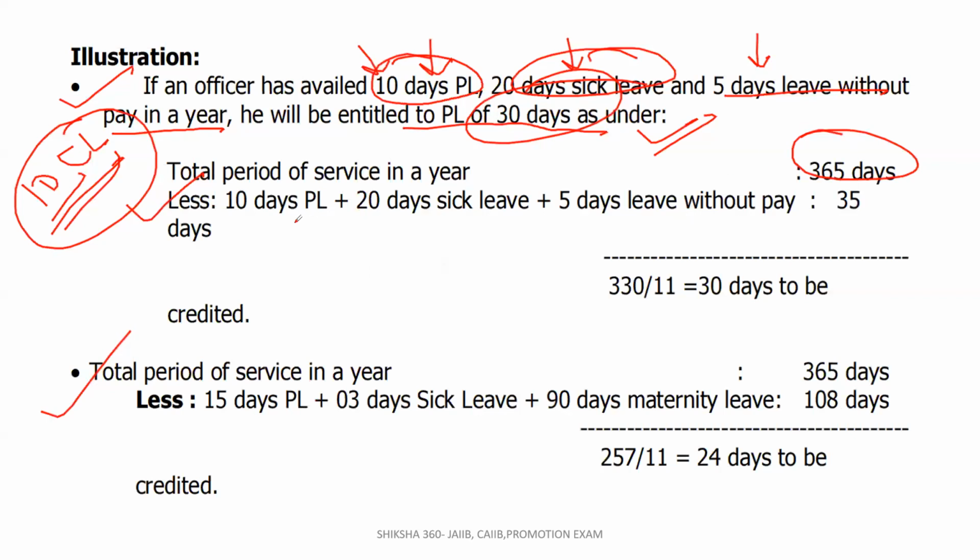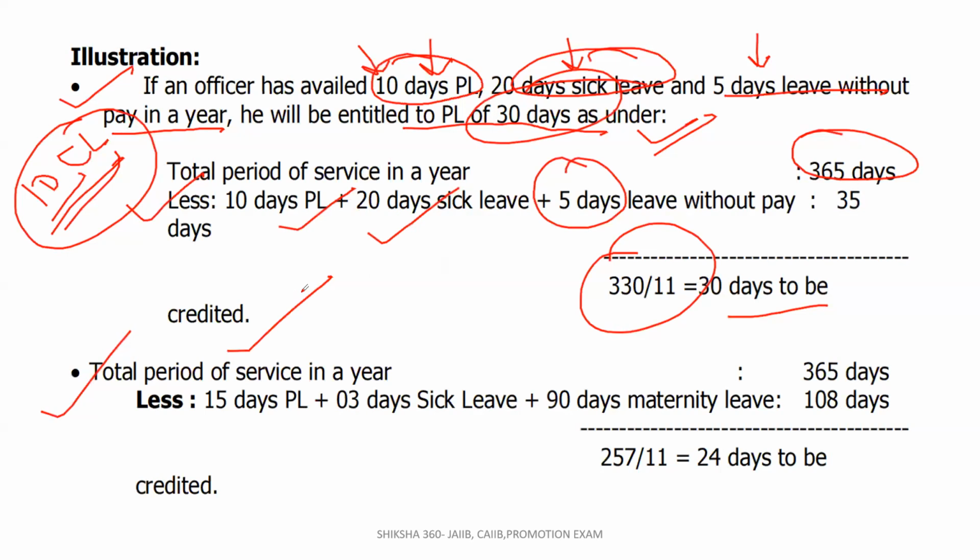365 minus 10, 355. Minus 20, 345, 335. Minus 5, 330. Clear? 330 divided by 11. So 30 PL is to be credited into the account of that specific officer.